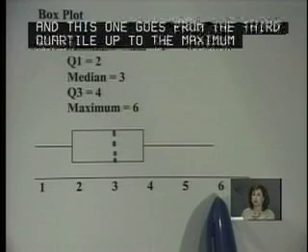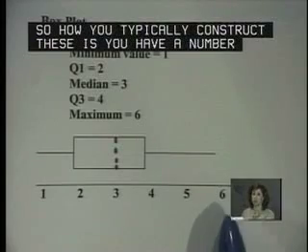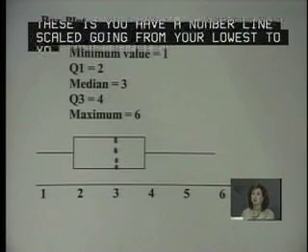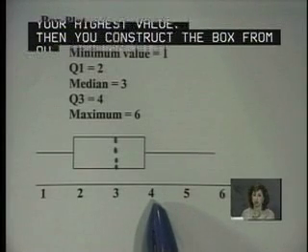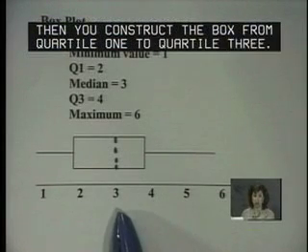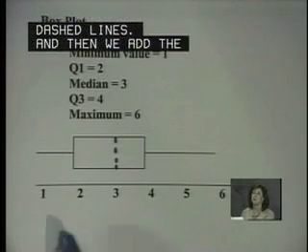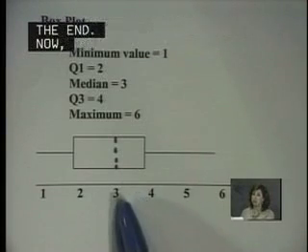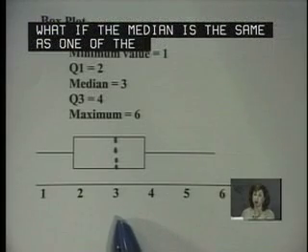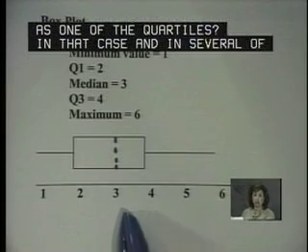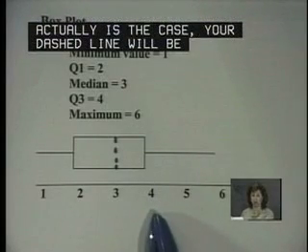So how you typically construct these is you have a number line scaled going from your lowest to your highest value. Then you construct the box from quartile 1 to quartile 3. And we put the median in, the dashed line. And then we add the whiskers at the end. Now, often students say, well, what if the median is the same as one of the quartiles? In that case, and on several of the homework problems that actually is the case, your dashed line will be superimposed on the quartile that it is.